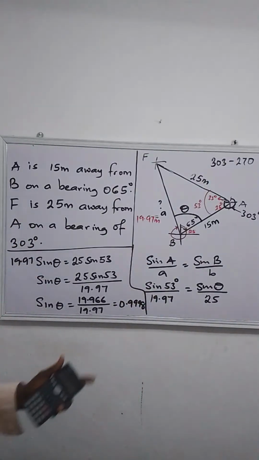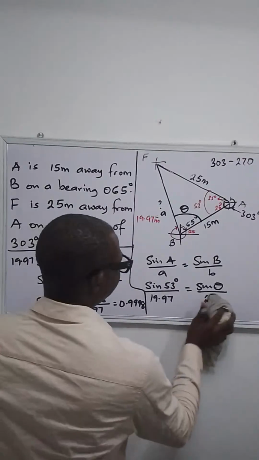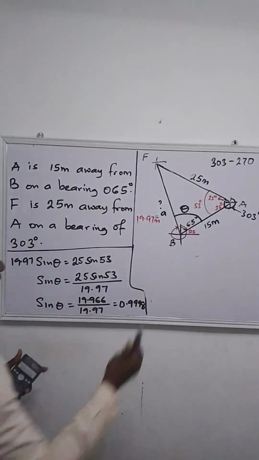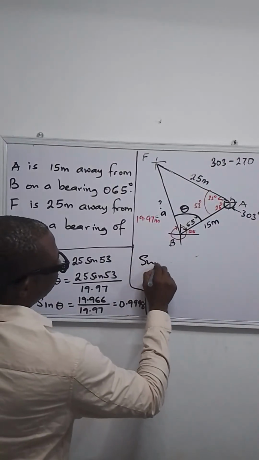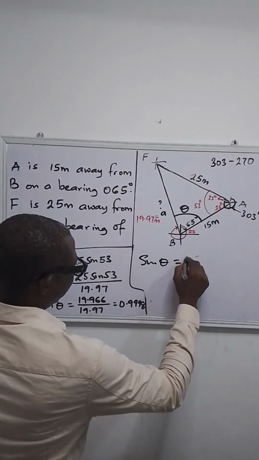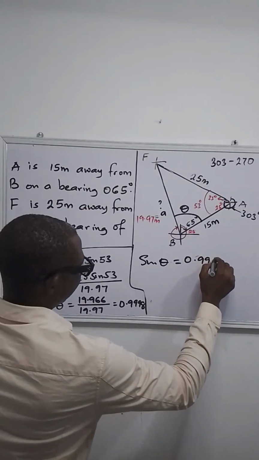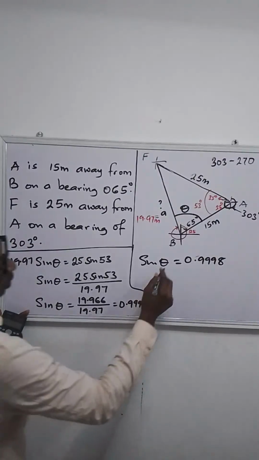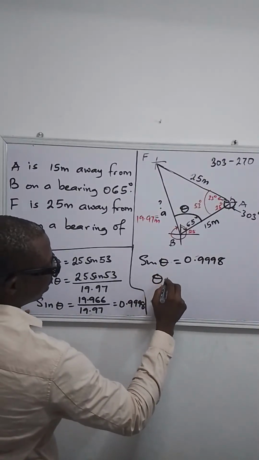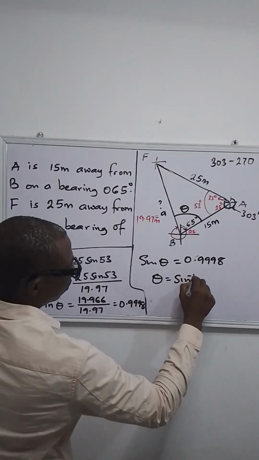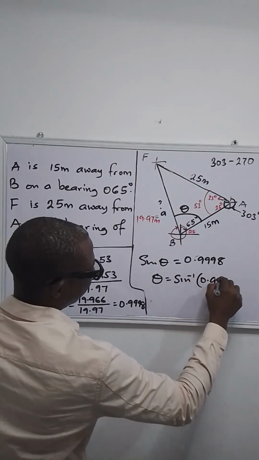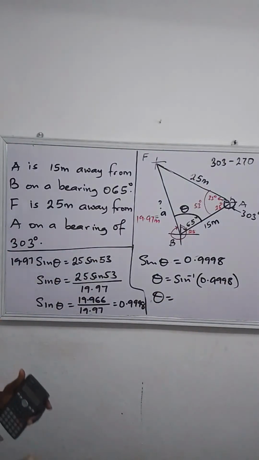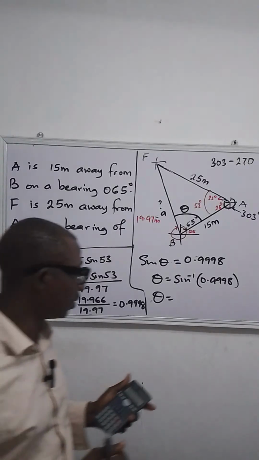Okay, so can we continue here? So we have sine theta to be 0.9998. So you can find theta now. You take arc sine of both sides. So we have arc sine of 0.9998. Compute that in your calculator and drop your answer in the comment section. Let me see what you have for that.